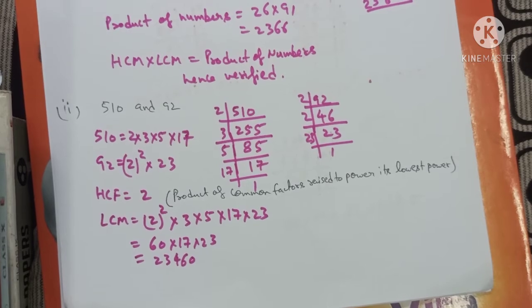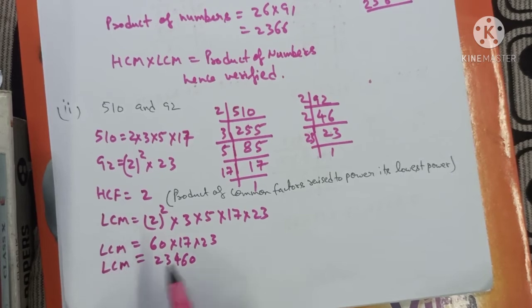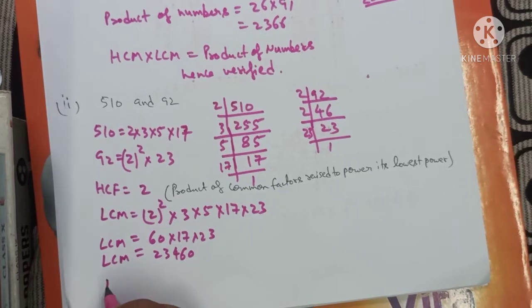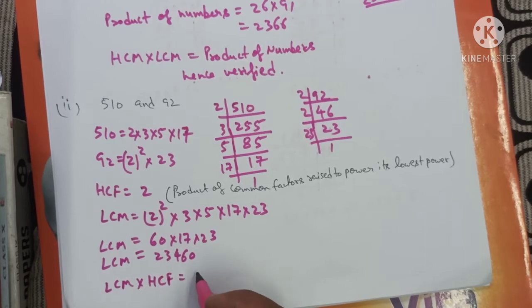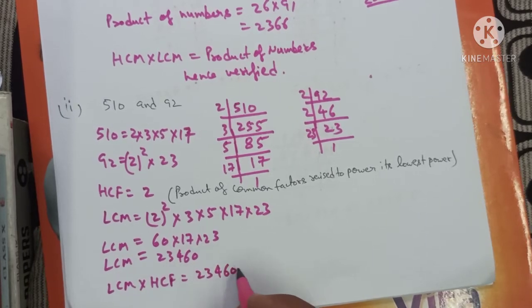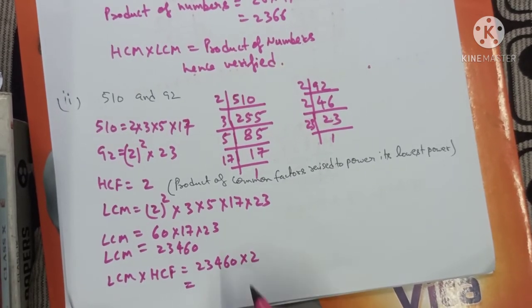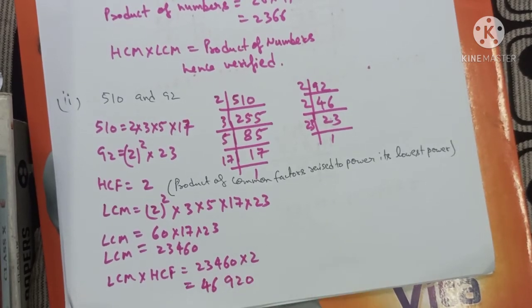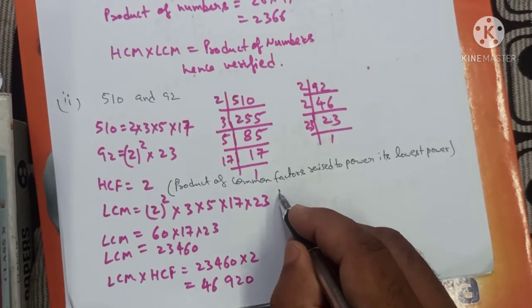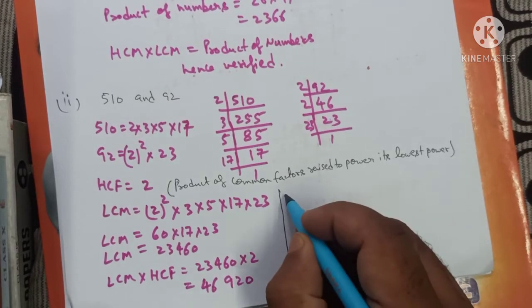Now, since we have got the LCM and HCF, we can calculate the product of LCM and HCF. So the product of LCM and HCF will be LCM into HCF, that is 23460 into 2. The product of LCM and HCF is coming out to be 46920. Okay, 46920.